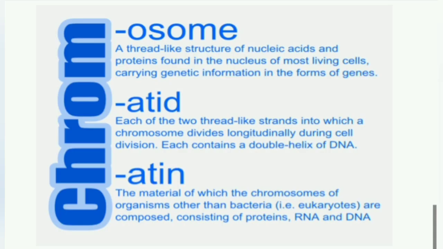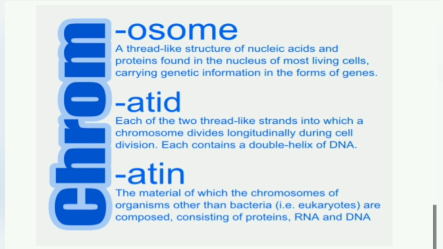And now you have to know about chromatin, chromosome and chromatid. You already know what chromosome is, but once again: chromosome is a thread-like structure of nucleic acid and protein found in the nucleus of most living cells, carrying genetic information in the form of genes. And now chromatid. Each of the two thread-like strands into which a chromosome divides longitudinally during cell division, each containing a double helix of DNA.